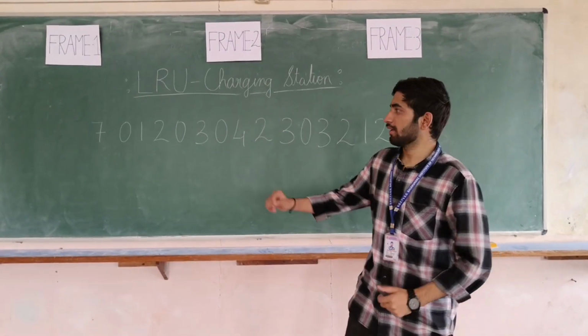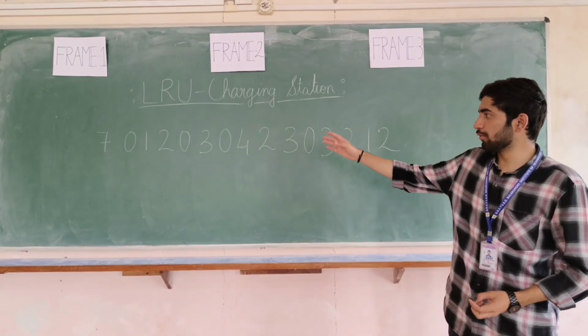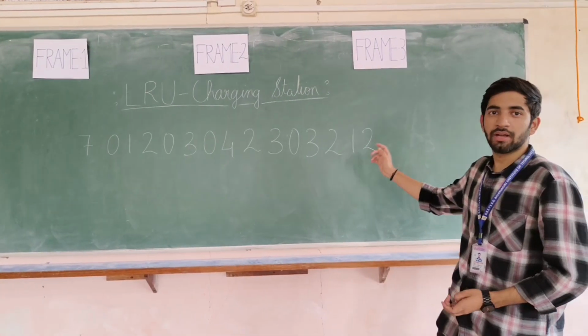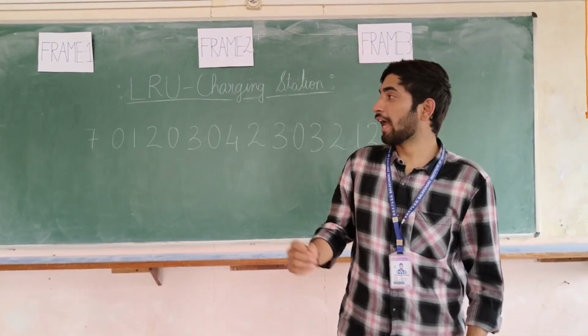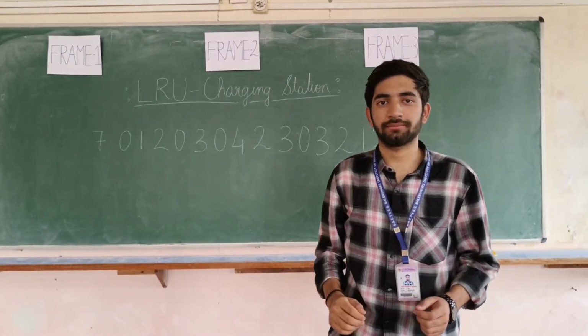Reference page number: 7 0 1 2 0 3 0 4 2 3 0 3 2 1 2. These are total 15 page numbers, and we'll see how they will be arranged in frames 1, 2, 3.